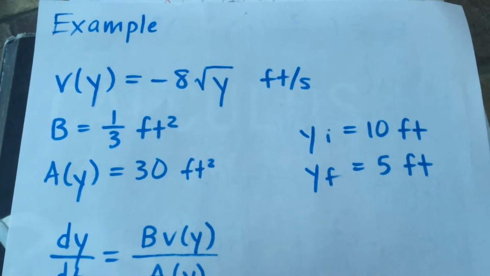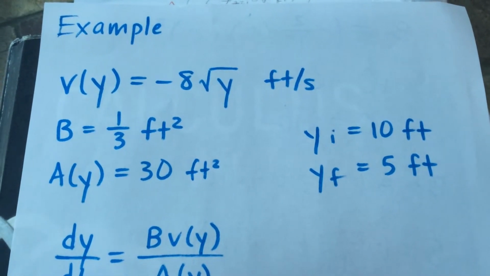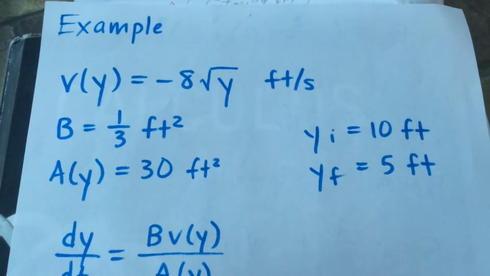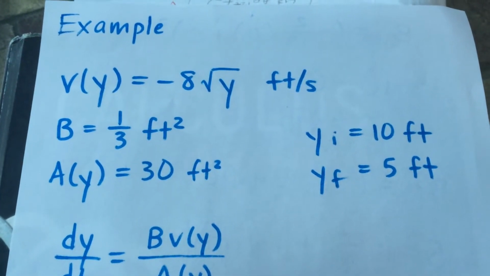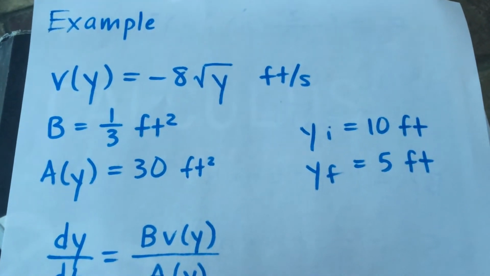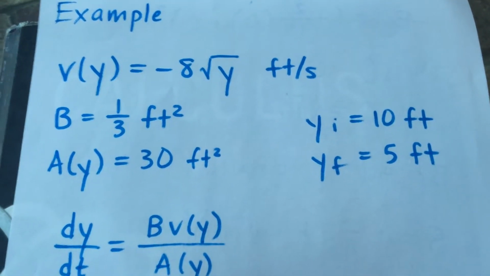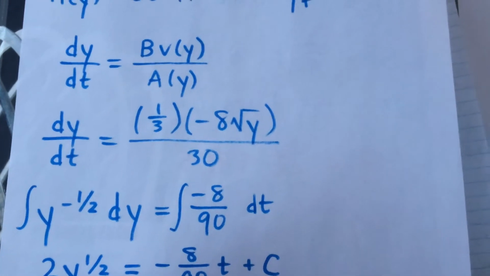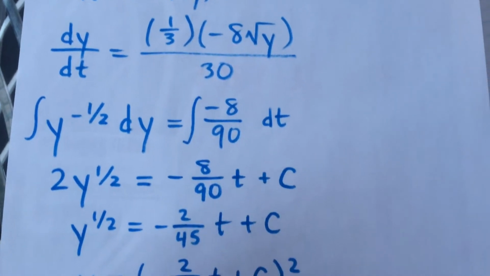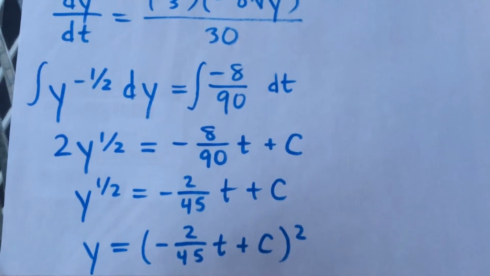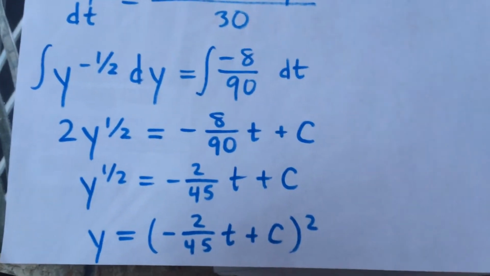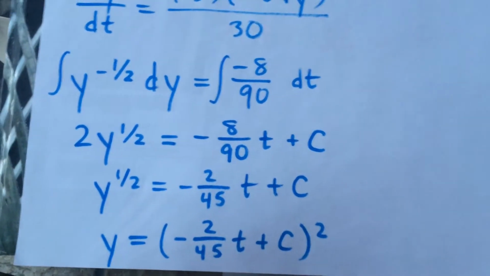Here's an example. Given a cylinder with a base area of 30 feet squared and a height of 10 feet, as well as a hole of area 1 over 3 feet squared, find how long it'll take for the tank to go from completely full to half full. Starting off with the original equation, we plug in all of the variables. Then we move all of the y's and t's to one side and we integrate to end up with this.